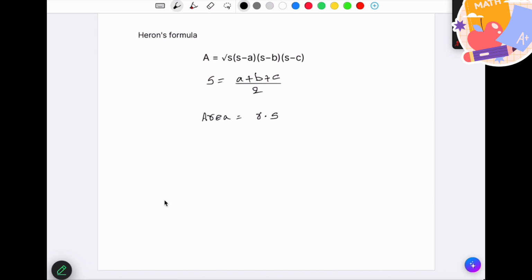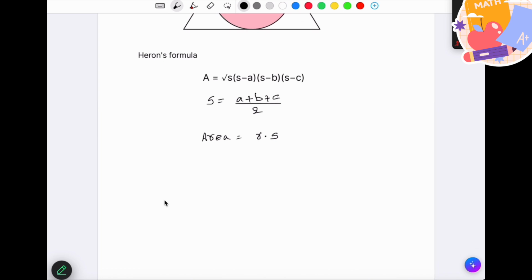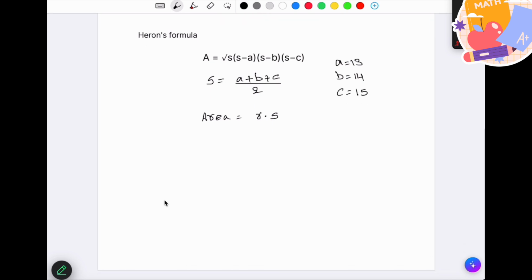As we know, the sides of the triangle are 13, 14 and 15 centimeters. I am taking a equal to 13, b equal to 14, c equal to 15. Now s is equal to 13 plus 14 plus 15 divided by 2, which is equal to 42 over 2. It is 21 centimeters.